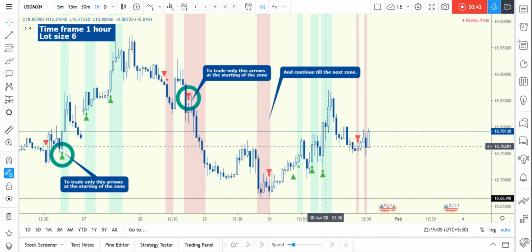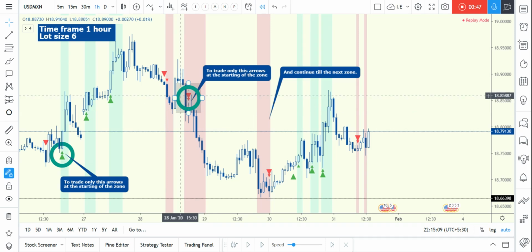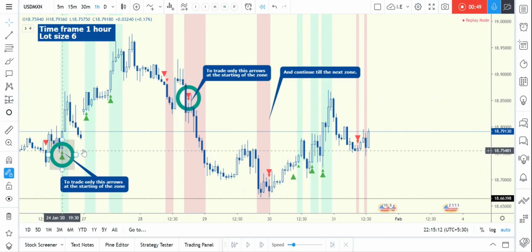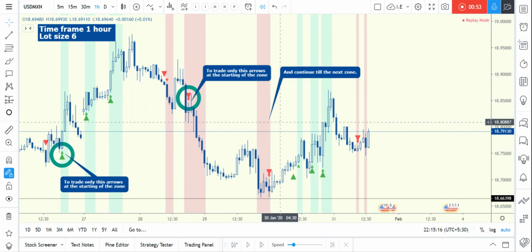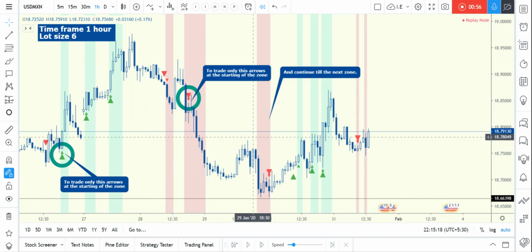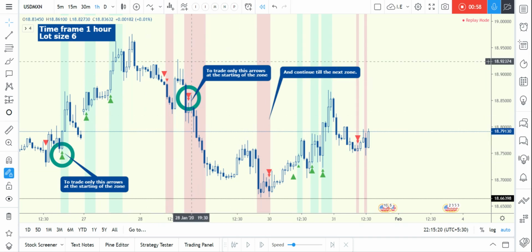So before going further, I guess you all are aware about all these double arrows. You only trade them at the starting of the zone. You don't trade them in the white areas, which is the gray area. You're not supposed to do it. So anyways, I'm going to tell you how to use this more effectively on 1 hour time frame.